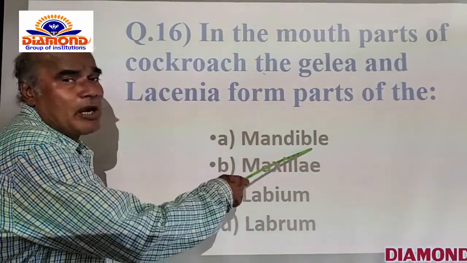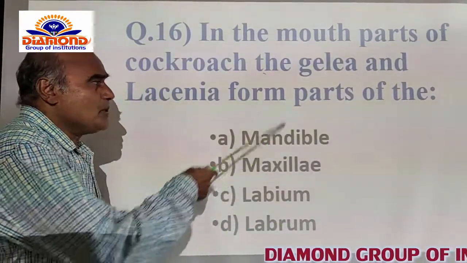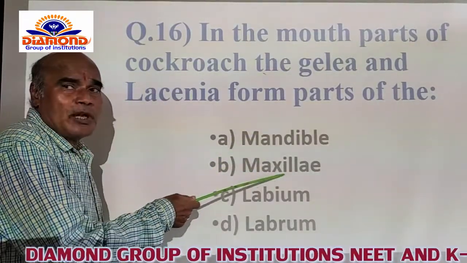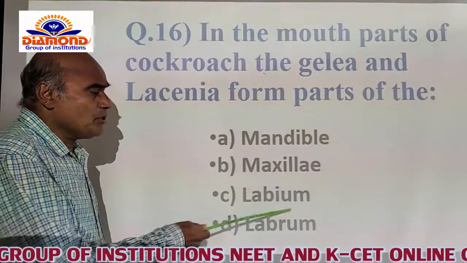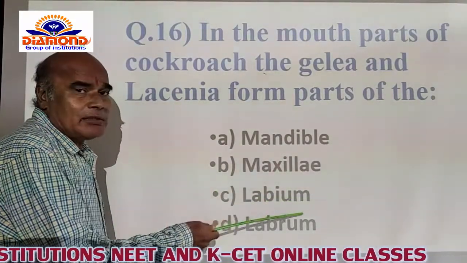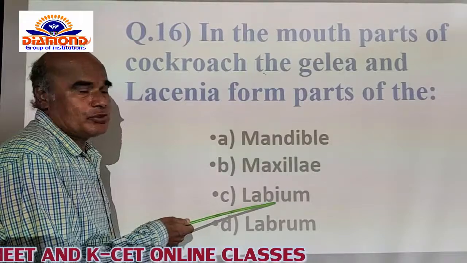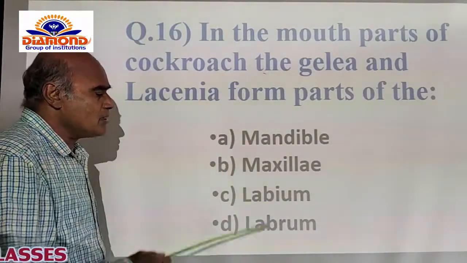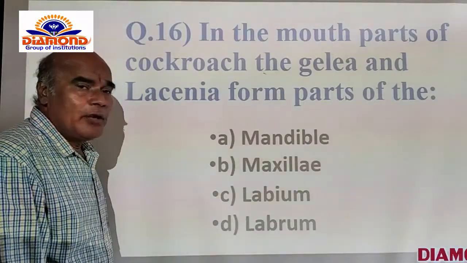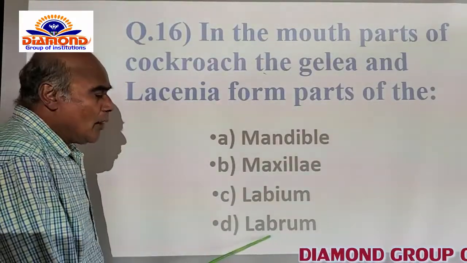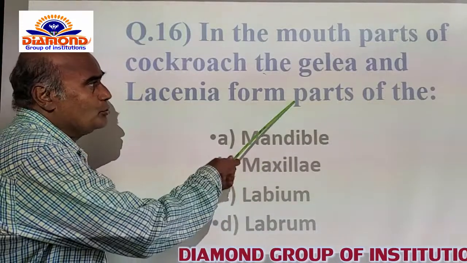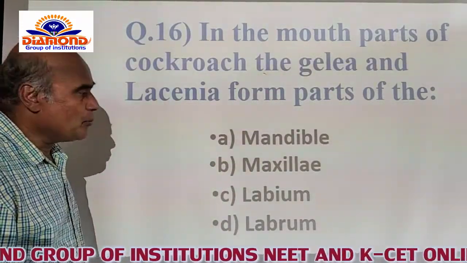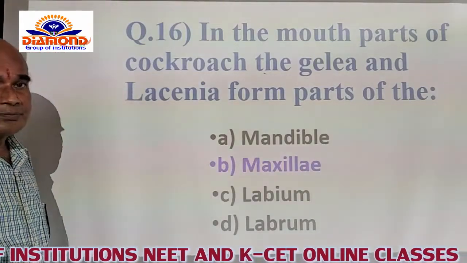So the A option is mandible, not related. The B option is the correct option, that is, the Galea and Lacinia are associated with the first pair of the maxilla. And the C option is the labium. The second pair of the maxilla are united to form the labium. So the C option is also not related to the Galea and Lacinia. And the D option is the labrum, which is simply called the upper lip, which is also not connected to this question. So the B option is the correct option for this. I am opting for the B option.